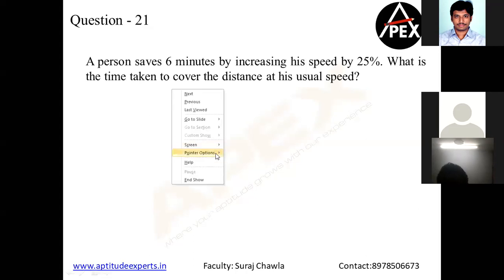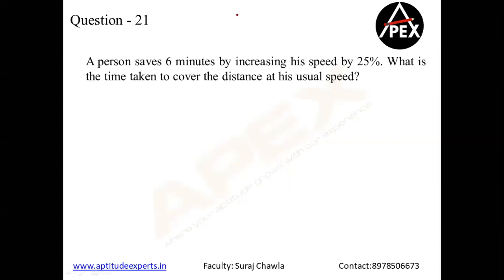So a person saves 6 minutes by increasing his speed by 25 percent. Now quite simple. It's similar to the previous question, just that he has slightly changed the values. 25% is the increase in speed. So if I assume his old speed as s, clear? I know that his new speed will be nothing but 100 plus 25 by 100 of s. Simple.